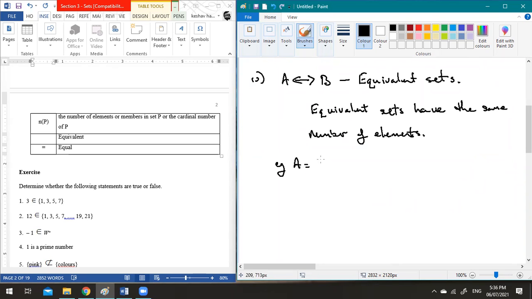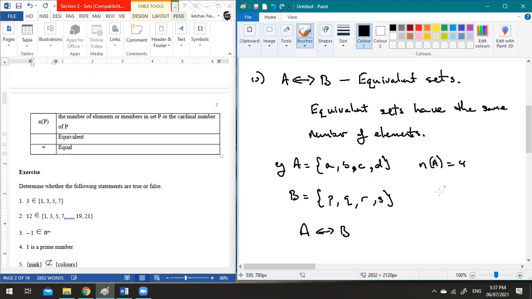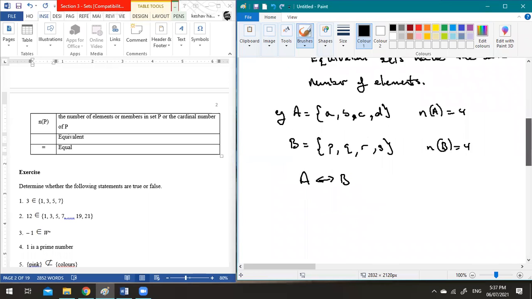So for example, if A is A, B, C, D, and B is P, Q, R, S. So clearly the elements are different. You could still say that they're equivalent because they have the same number of elements. So the number of elements in this set A is 4, and the number of elements in the set B is also 4. So that's what equivalent sets represent.